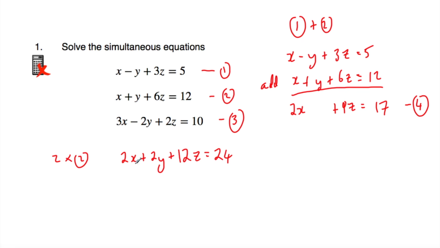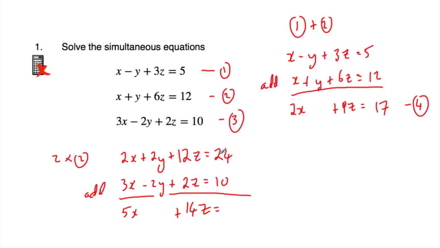Now I'm going to write equation 3 beneath it: 3x minus 2y plus 2z equals 10. And now we're going to add these two equations together, because that'll eliminate the y's. I'm just going to write the word add there, just so that we remember that we're adding the equations together. So 2x plus 3x is equal to 5x. 2y plus minus 2y is equal to 0. That's what we wanted. We wanted to eliminate those y's. Then our z's, we've got 12z plus 2z, that's equal to plus 14z. And finally, we've got 24 plus 10, and that is equal to 34. So that's fantastic. Let's label that equation 5.